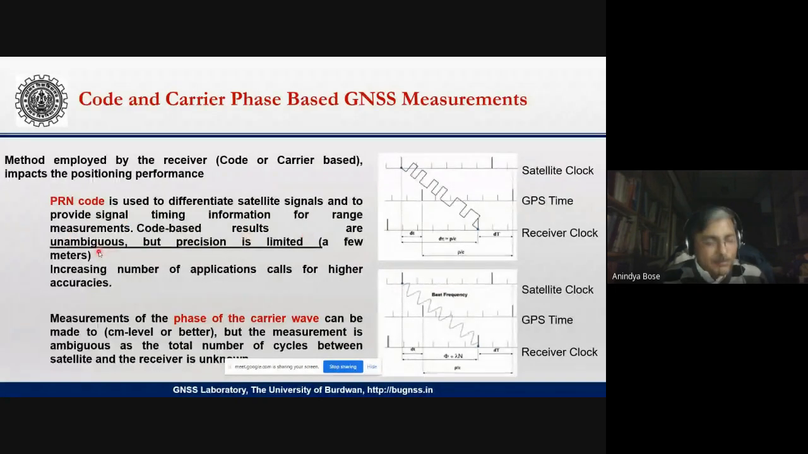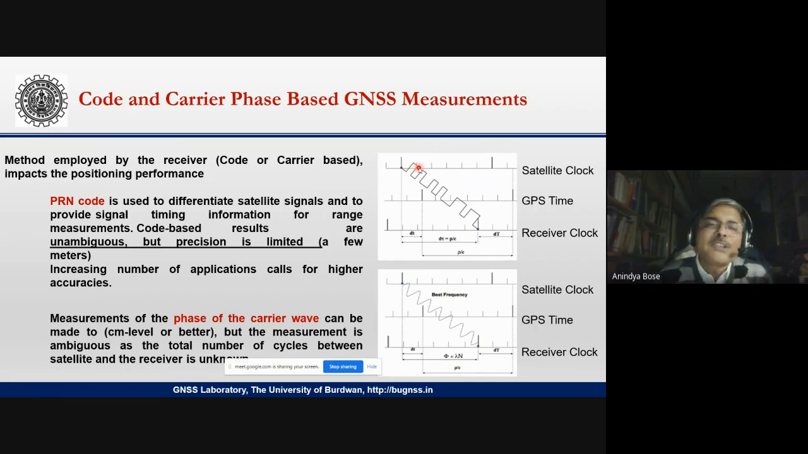Code-based results are unambiguous and of very good quality, but precision is limited. If we use a code-based measurement, I will talk about precision and accuracy in the next discussion session, which is needed again and again. The precision of the solution remains within the order of a few meters. So if I use a code-based measurement to find our own location, the error would be, say, plus or minus 1.5 meters. Okay, so nearly 4 to 5 feet. So I can be anywhere in a circle of 4 to 5 feet.